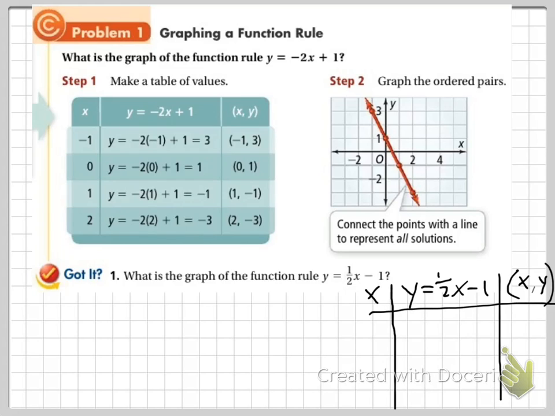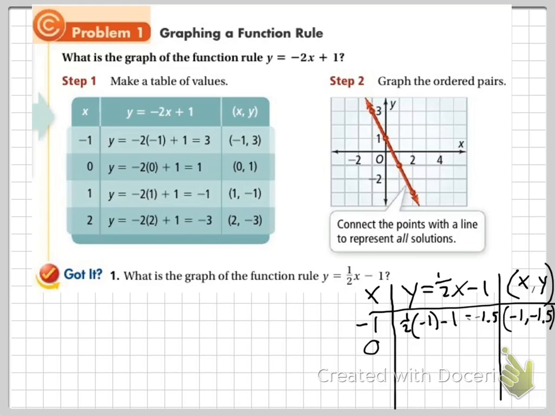Plugging in about 3 or 4 points is always good. I'll start with plugging in -1. That would be 1/2 times -1 minus 1. 1/2 times -1 would be -1/2. Minus 1 would be -1.5. Oops, that's a negative. And so my point is -1, -1.5.